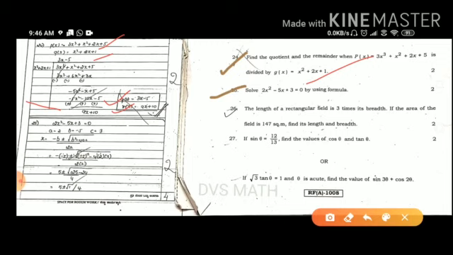And next is solve 2x square minus 5x plus 3 equals 0 by using formula. This is also very definite question, and for this also write the equation, write a, b and c value, and here also the formula is very important, that is x equals minus b plus or minus square root of b square minus 4ac by 2a. Substitute them, simplify them, and write the final answer in x value.